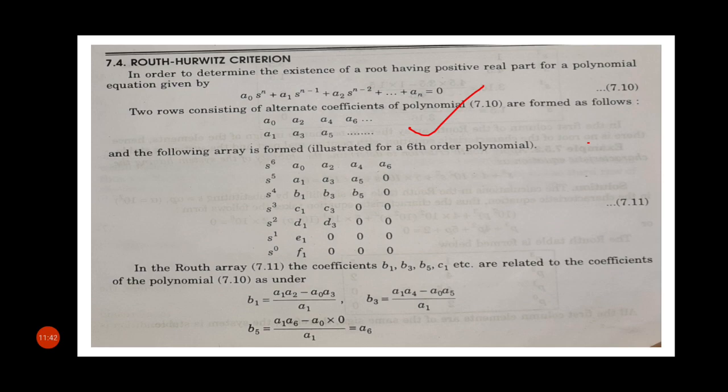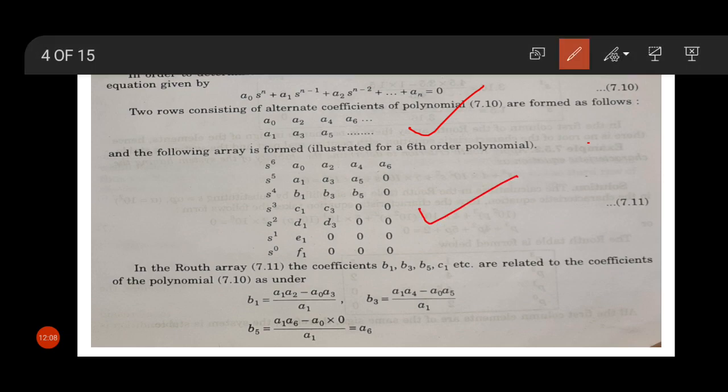Here I have considered a sixth order polynomial, so the array is formed like this. I have given this array the equation number 7.11. This array is called the Routh array. So in the Routh array 7.11, the coefficients b1, b3, b5, c1, etc. are related to the coefficients of the polynomial 7.10.